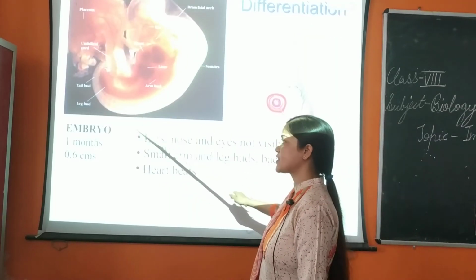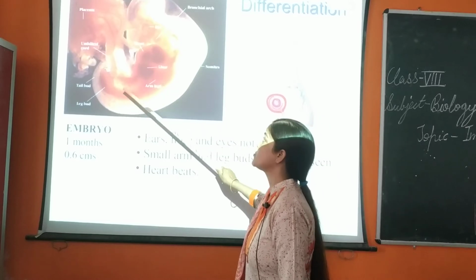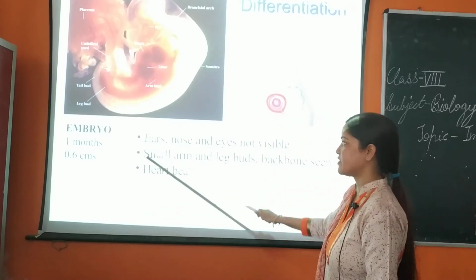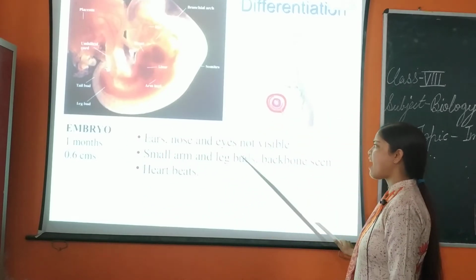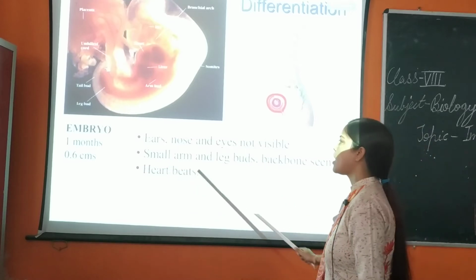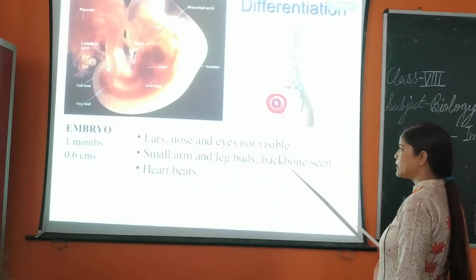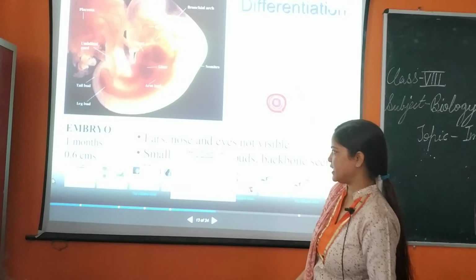Now here shows the embryo of 1 month, 0.6 centimeters. Ears, nose and eyes not visible. Small arm and leg buds, backbone seen, and heartbeats.